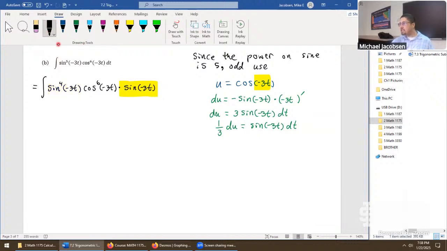Last thing we'll put in is the dt. And analyze everything we've got so far. So sine negative 3t dt is this portion right here. We're going to replace all of this with just 1/3 du on the next step. Let me use a pen that looks a little bit more reasonable. So this portion is 1/3 du. This portion is even better. This just turns into u power 6. So if we can find out what to do with sine power 4 negative 3t, our work is done.